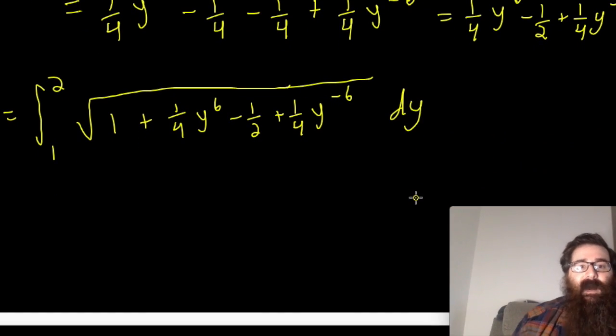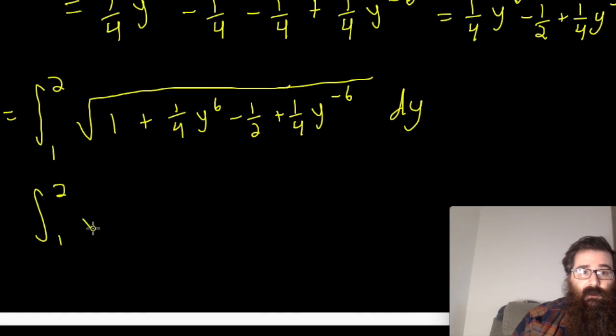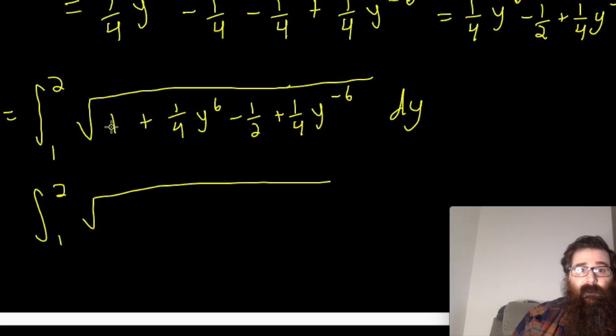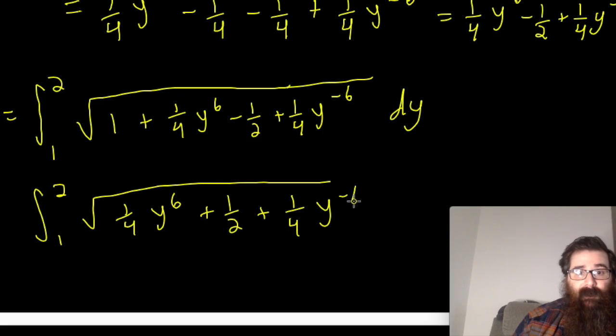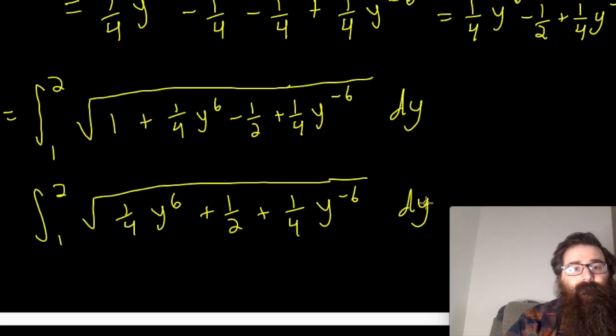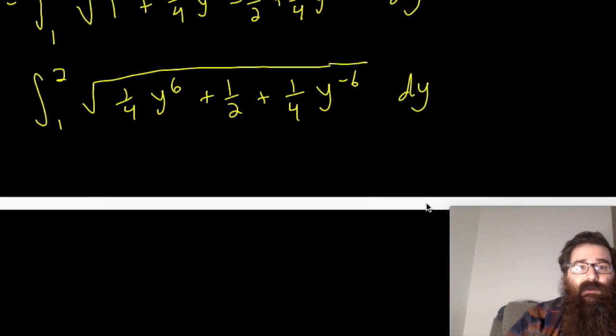Now I can add those constants together under the square root. So we'd say integral from 1 to 2, square root of, and then here I'll write this 1/4 y to the 6th term first. But 1 minus 1/2 gives me plus 1/2, and then plus 1/4 y to the minus 6, and then dy. Now this is where we start to run into a bit of a problem.